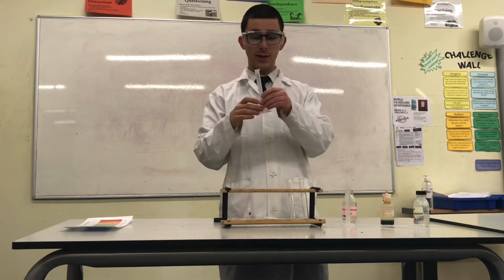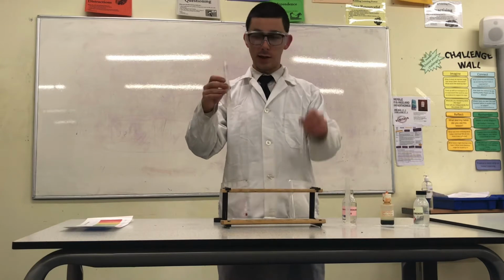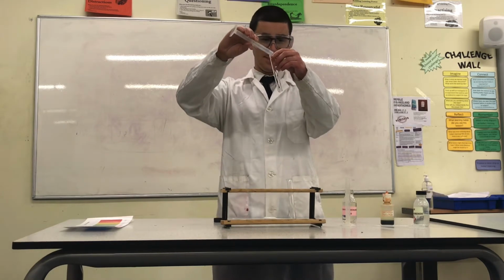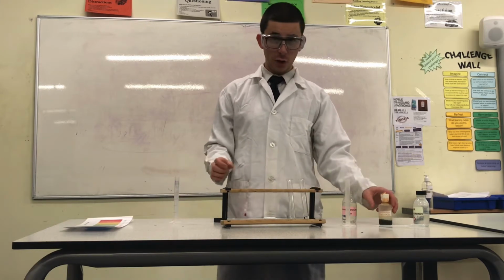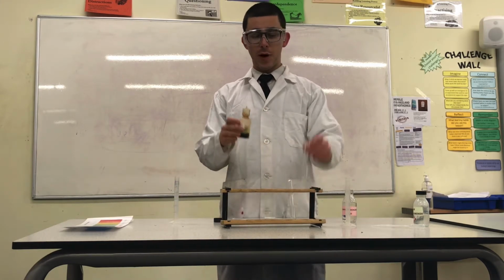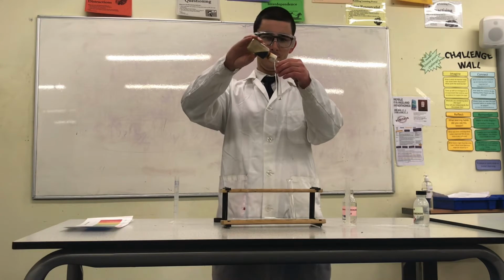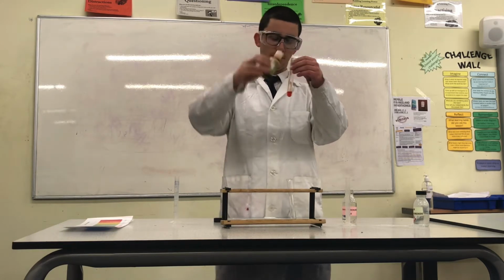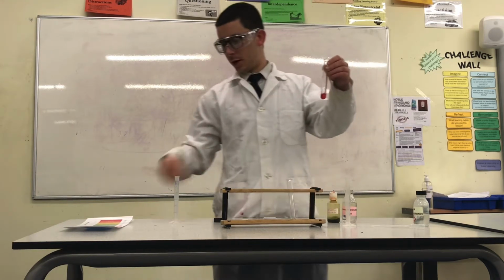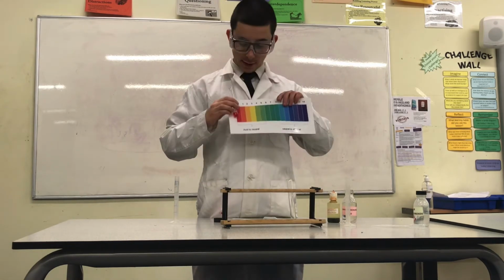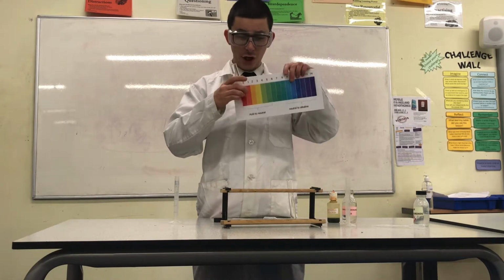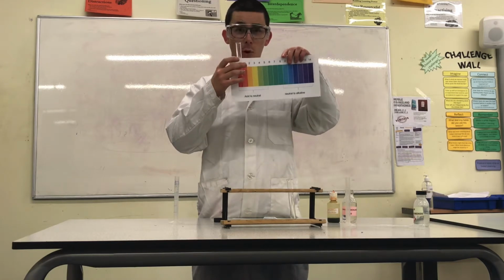Now, I have 1 centimeter cubed of the acid, which I will put into my test tube. I will add the universal indicator to my acid. We can see that the acid turned red. This means it has a pH of around 0 or 1.